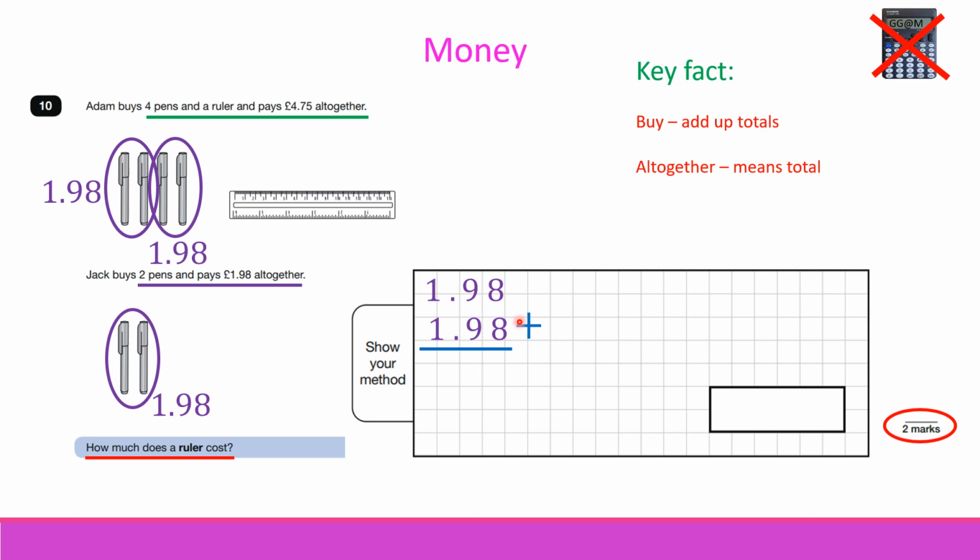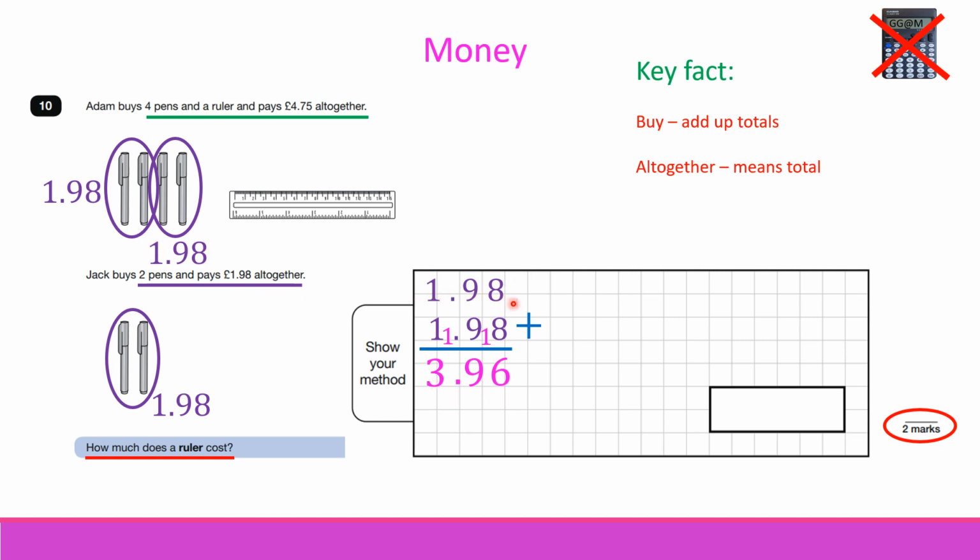So 8 plus 8 is 16. So carry the 1 and put a 6 underneath. 9 plus 9 plus 1. Well, 9 plus 1 is 10. Add on the 9 gives me 19. So I carry the 1 and put a 9 down here. 1 plus 1 plus 1 is 3. And the decimal point stays in the same place. So the 4 pens altogether cost £3.96.